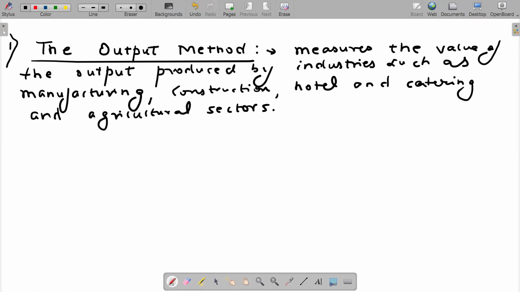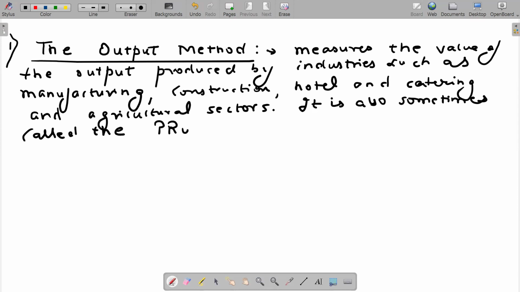So when we talk about the output method of capturing GDP, it is going to measure the value of the output produced by all these industries, be it the manufacturing sector or the construction sector or the hospitality sector or the agricultural sector. It is also sometimes called the production method. The output method is also called the production method or the product method.